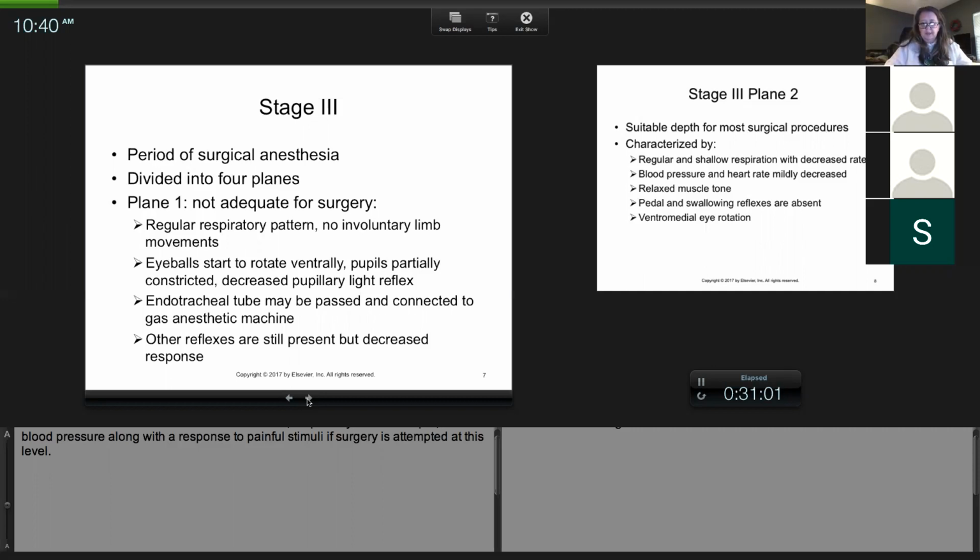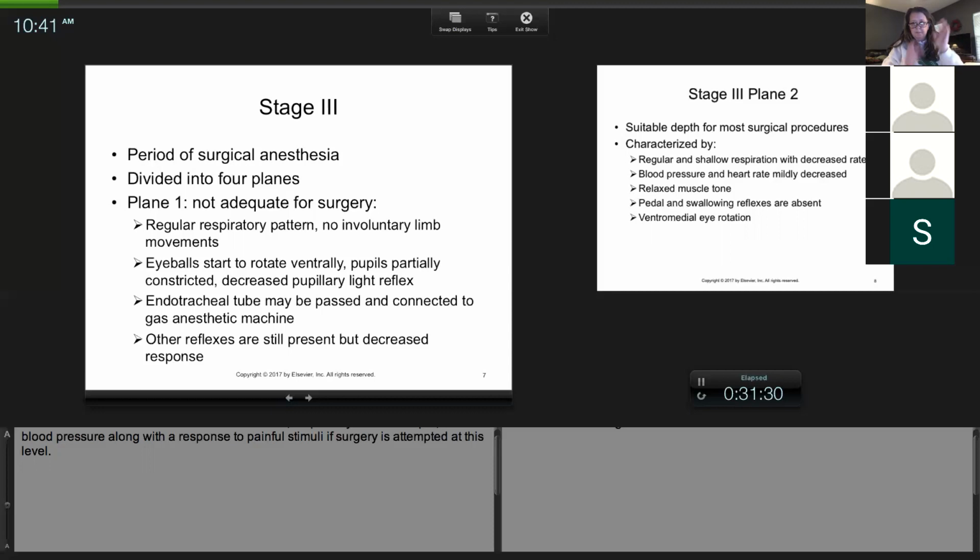This is when we begin surgical anesthesia. Okay, can't do surgery in stage 1. You cannot do surgery in stage 2. You really cannot yet do surgery in stage 3, plane 1. So this is the very beginning of stage 3. Stage 3, plane 1, that respiratory rate that kind of sped up is going to start to come down, and we're going to start to get in a resting respiratory rate.